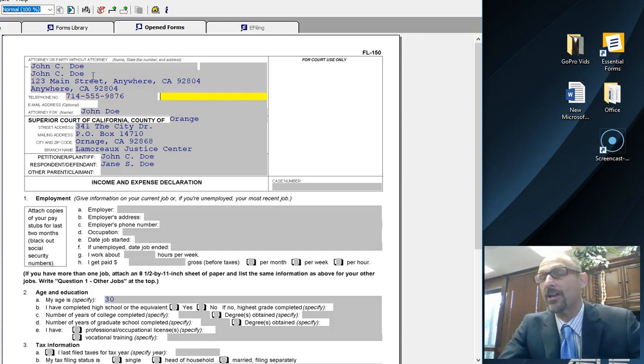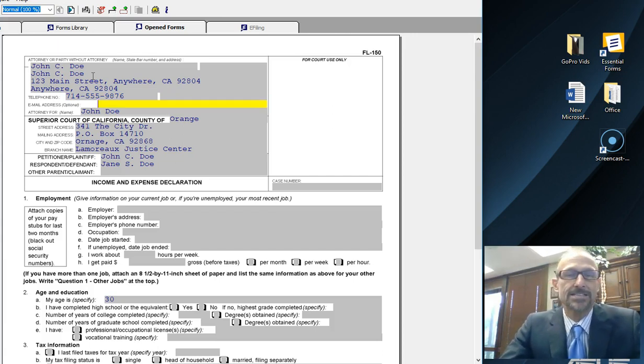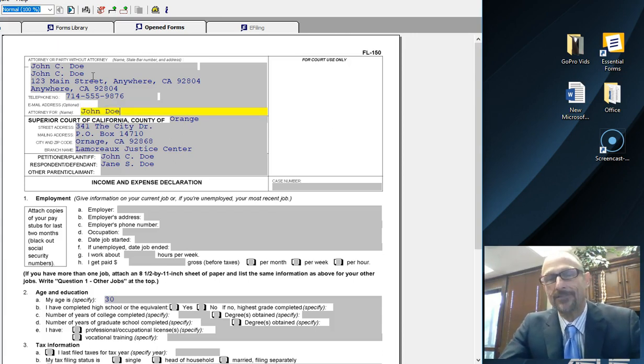your fax number. If you want to have a fax number connected to your case, you don't necessarily have to have that. The next line is your email. You don't have to put your email address in there if you don't want to. The next line is attorney for, and if you're representing yourself, again, put your own name in there.